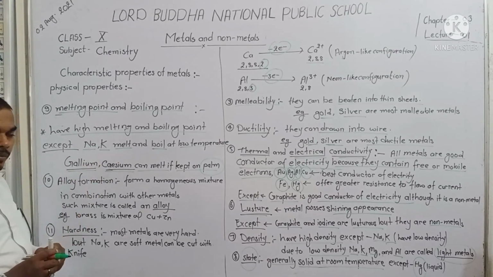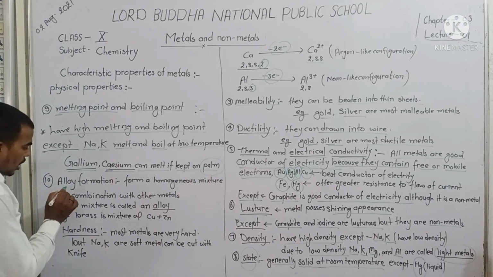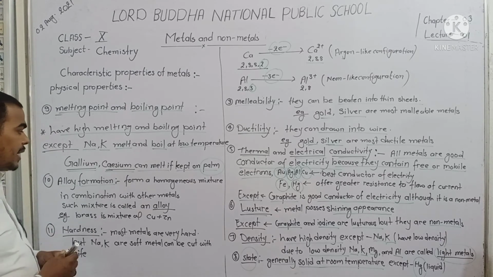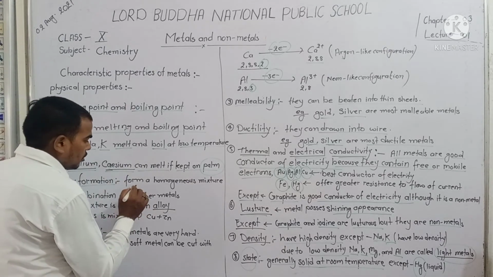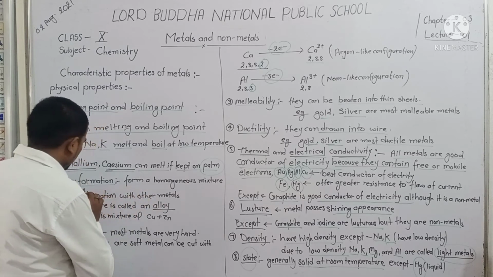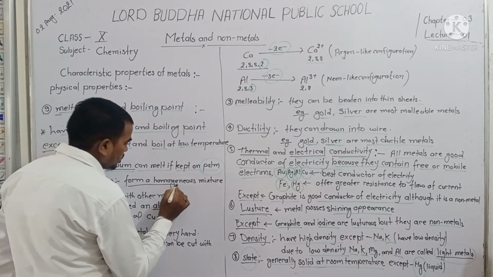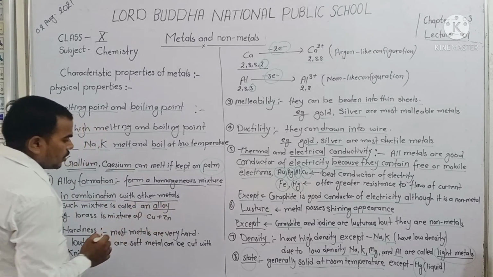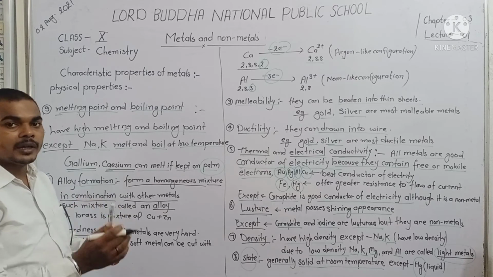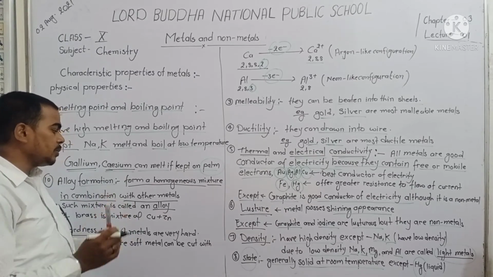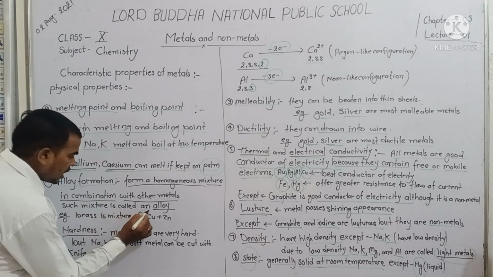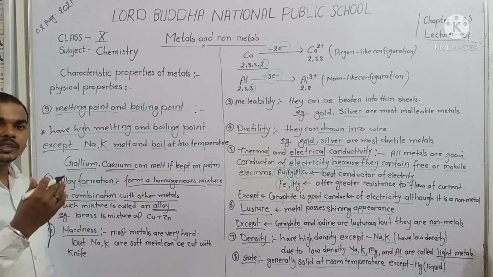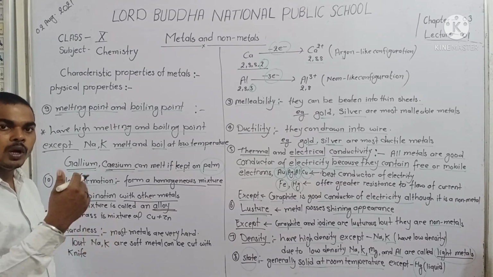Now discuss alloy formation. Students, most metals form alloys by mixing one metal into others. Alloy formation forms a homogeneous mixture in combination with other metals. When a metal combines with other metals, they form a homogeneous mixture, and this homogeneous mixture is called an alloy. So we say that an alloy is a mixture of a metal with another metal.